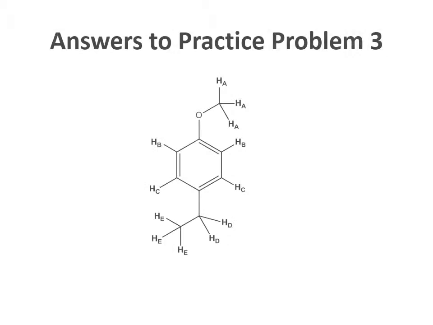Answers to practice problem 3. For the HA protons, those protons are not within 3 bonds of any other protons, and therefore the HA protons all represent a singlet. The HB protons have symmetry, so those protons will show up in one spot, in this case represent a doublet, because those HB protons are within 3 bonds of the HC protons. Correspondingly, the HC protons are within 3 bonds of HB protons, and again you get a doublet due to the n+1 rule, 1 + 1 = 2.